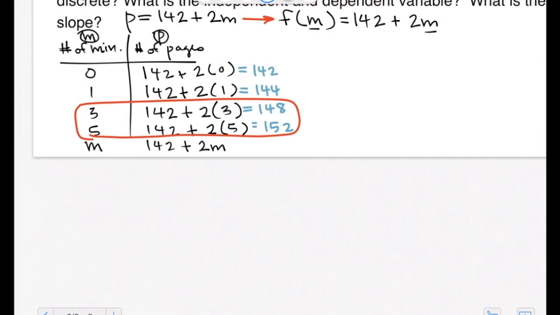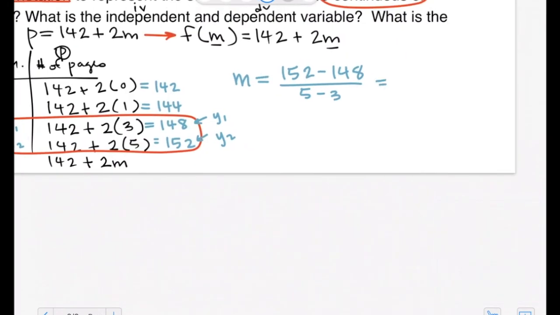When we do the formula, think about this. Now let's change back to our x. This would be our x1, and this would be our y1 for the sake of the formula. This would be our x2, and this would be our y2. So now let's use those numbers in the formula. We're going to say slope is equal to 152 minus 148 over 5 minus 3. And 152 minus 148 is 4, and 5 minus 3 is 2, and that gives us 2. So our slope is equal to 2.